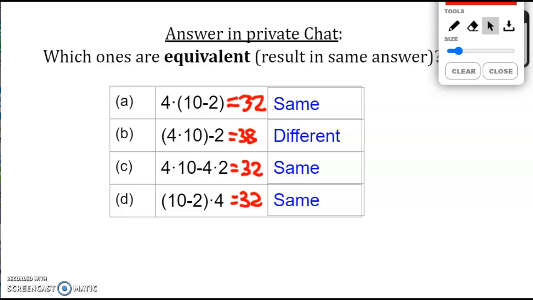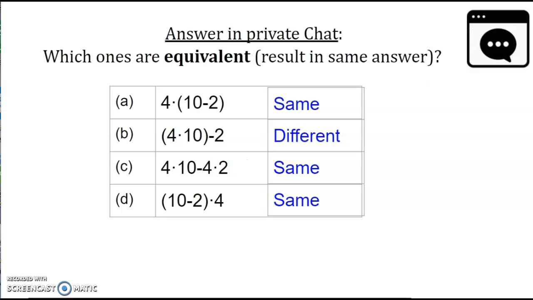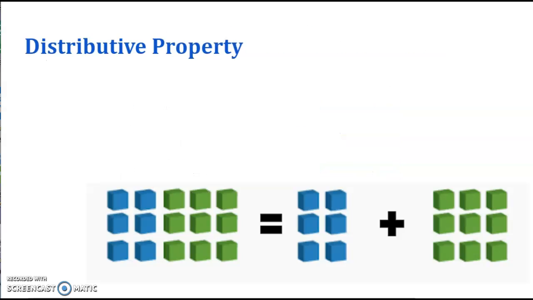And then C, what we did here is we distributed the 4 to the 10, and then from that you subtracted 4 times 2. What B did differently is they broke up the parentheses and put the parentheses between 10 and negative 2, and you're going to get a completely different answer.